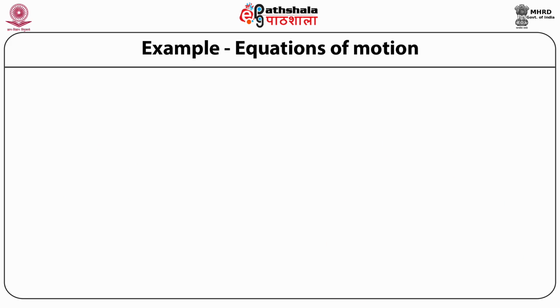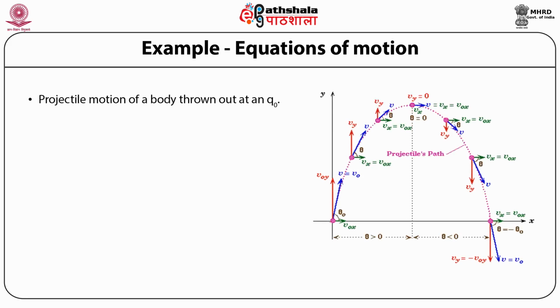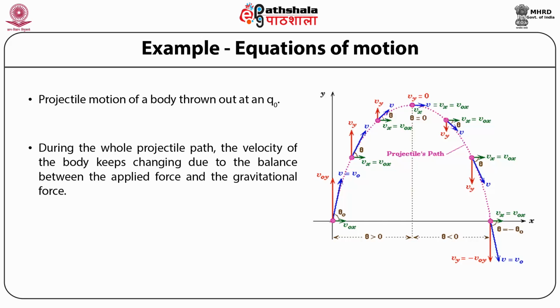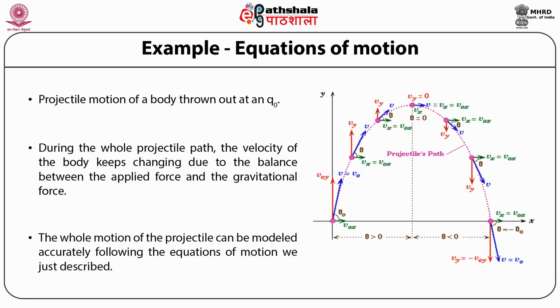As an example of equations of motion, here we saw the projectile motion. What is it? It is basically the motion of a body thrown out in the air at an angle theta with respect to the ground. So during the whole projectile path, which happens to be a parabolic path, the velocity of the body keeps changing due to the balance between the applied force and the gravitational force.